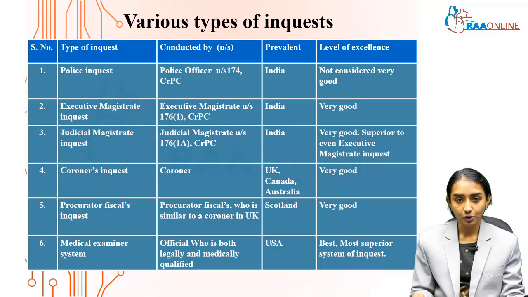The other three types of inquest, which are the coroner's inquest, the procurator fiscal's inquest and the medical examiner system, are not currently followed in India, though the coroner's inquest was conducted once upon a time in Calcutta and Bombay. But currently it is being conducted only in the UK, Canada and Australia.